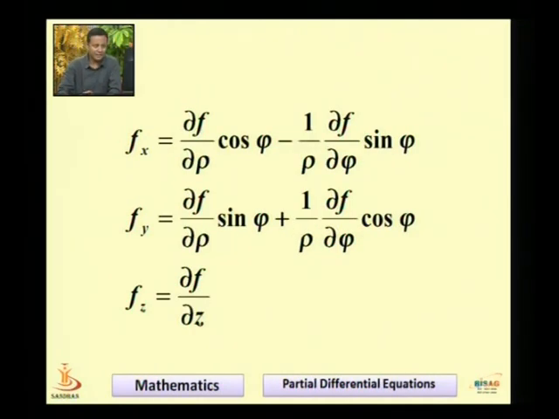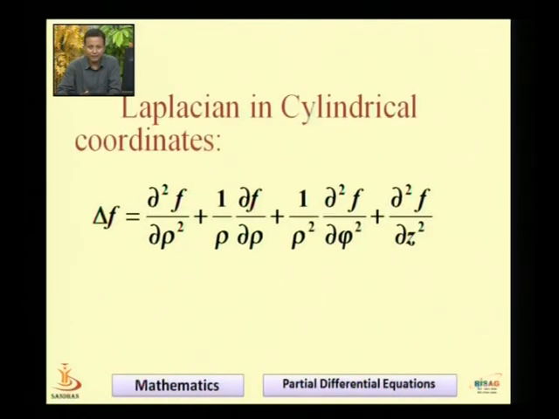So fx is del f by del rho cos phi minus 1 by rho del f by del phi sin phi, fy is del f by del rho sin phi plus 1 by rho del f by del phi cos phi, and we get fz equal to del f by del z. So the Laplacian in cylindrical coordinates is given by this expression. Capital delta is actually nabla square. So this is the expression of the Laplacian in cylindrical coordinates, and that can be obtained by the chain rule.